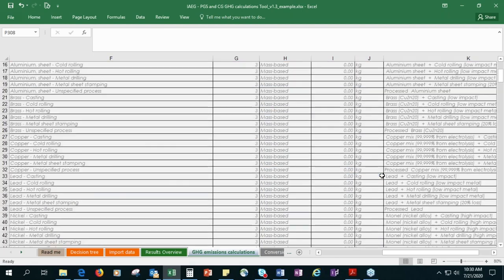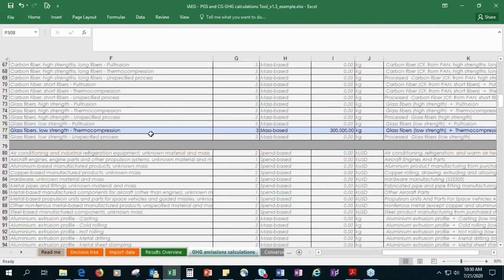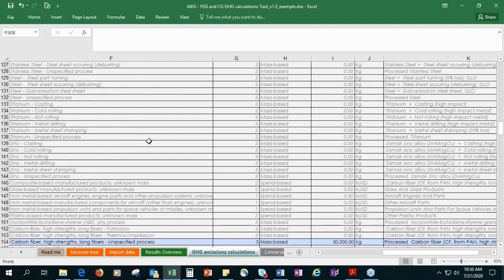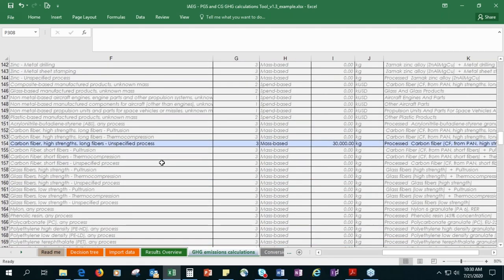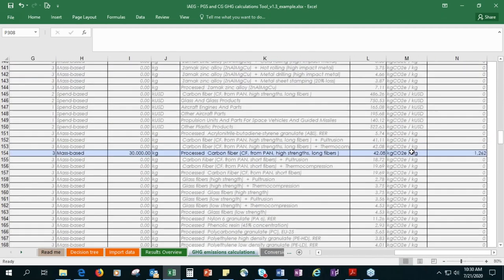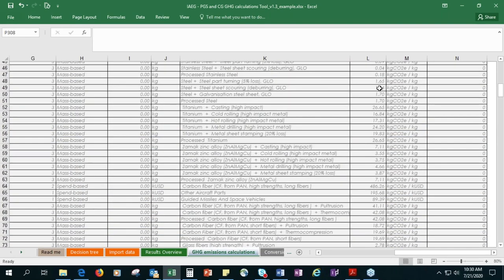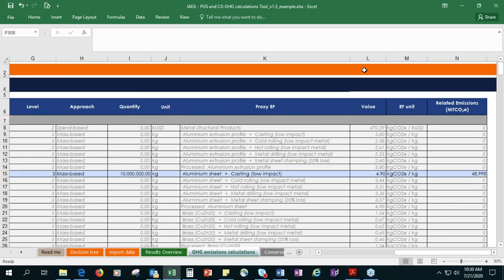So you can see here we have a few that we selected in this example, and then everything else is grayed out. So if you're really looking to understand how the calculations are made, you can scroll across. Column L shows the emission factor, which is referenced from a hidden table, the unit, and then column N is where the calculation of that emissions is calculated for that category.